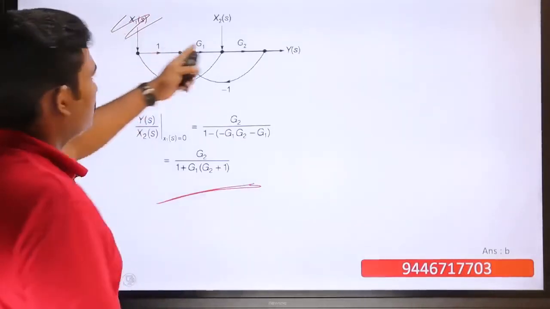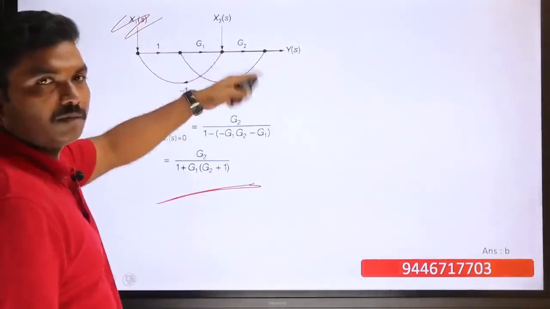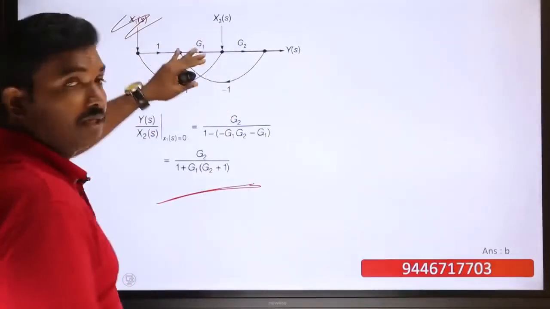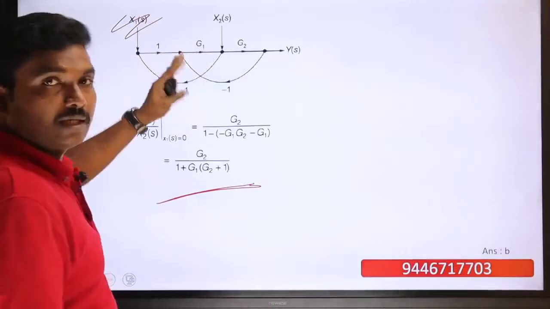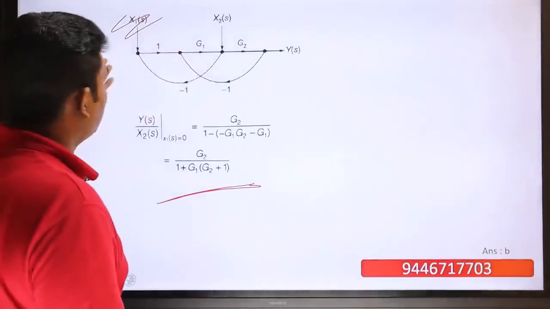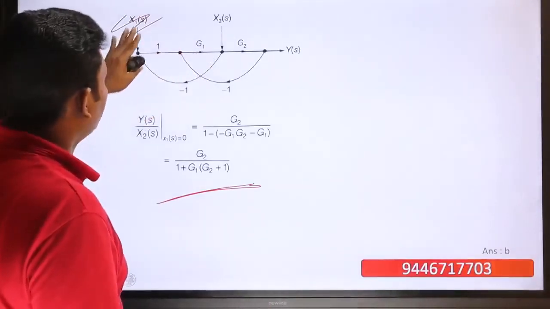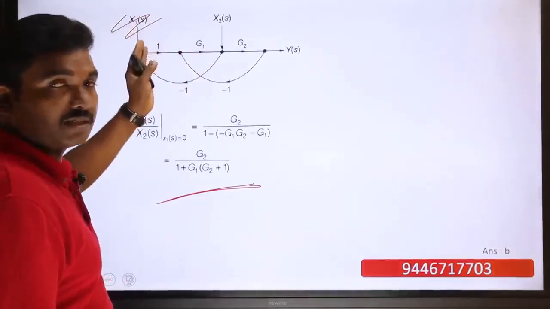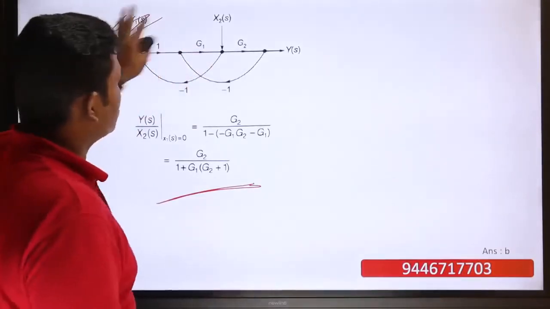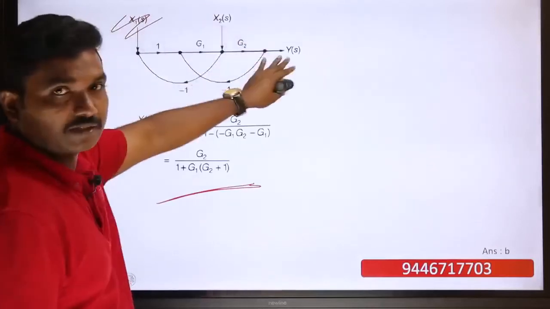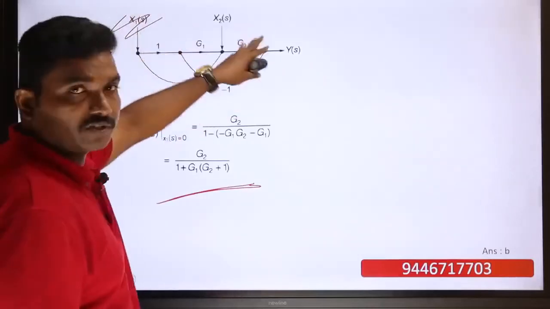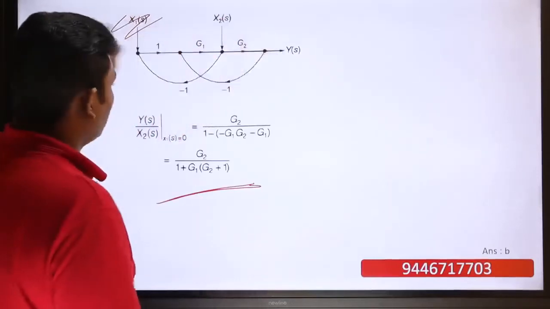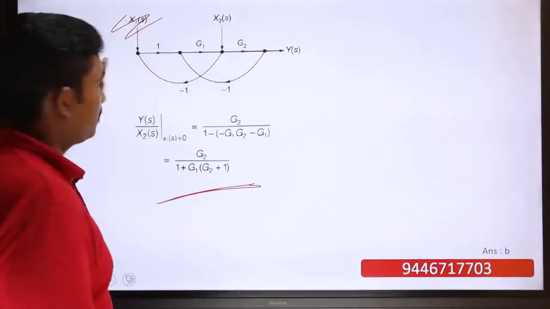So we are making the system a single input single output system by assuming x1 of s is equal to 0. We did this kind of question in the earlier session also. In the last problem we did both conditions: we assumed x1 is equal to 0 and made an expression with y of s and x2 of s, then we assumed x2 of s is equal to 0 and made an expression with y of s and x1 of s. Here we are only doing half of the previous problem.